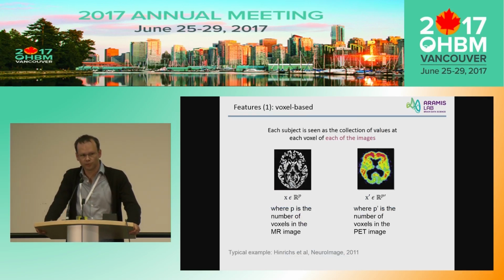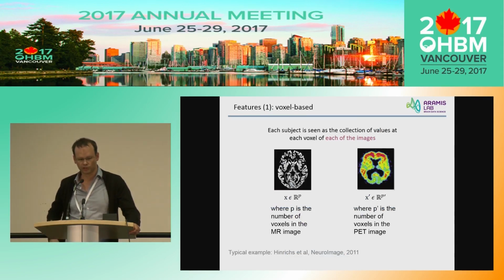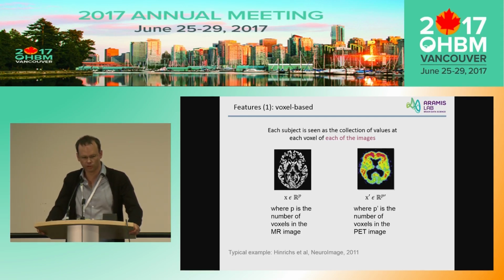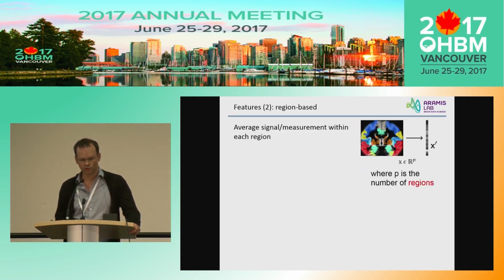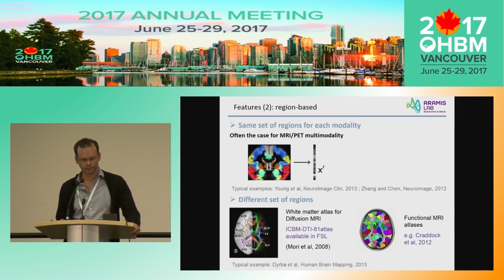The different types of features that you can use can be first relatively similar to that you could use for anatomical data. So, for example, at the voxel level, where you see the subject as a collection of values at each voxel in each of the images. At the region level, where you average the signal or measurement within each region.